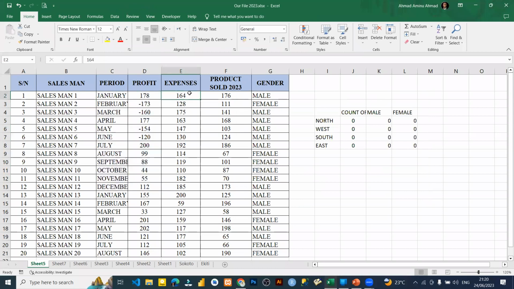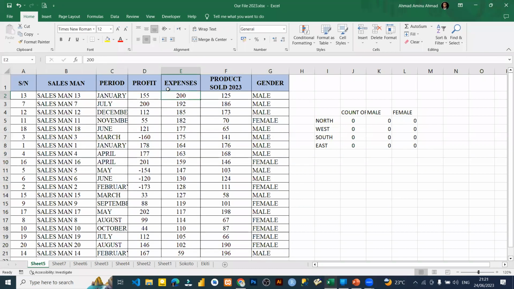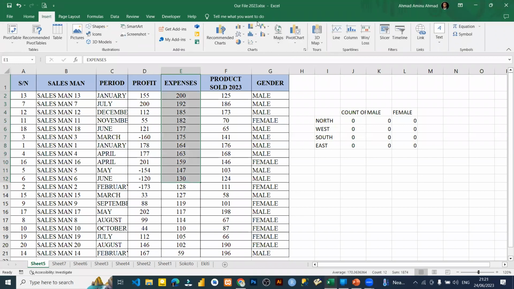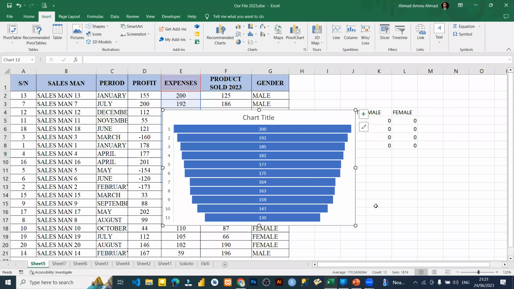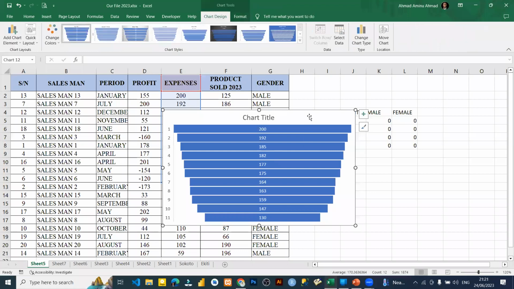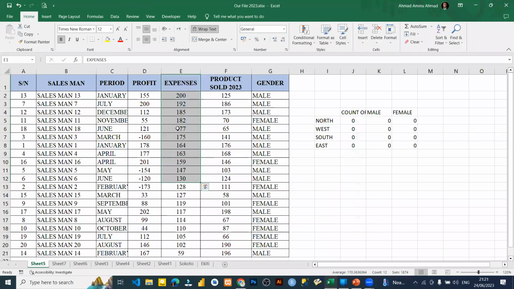Let's use it here. Let's say largest to smallest. I'll just do it like this. So let me show this data, for example. Now let me put the funnel. You see, this is how the funnel looks like. The top one is bigger than the next one. This one is bigger than this one. That's how funnel looks like. That's what funnel always shows.